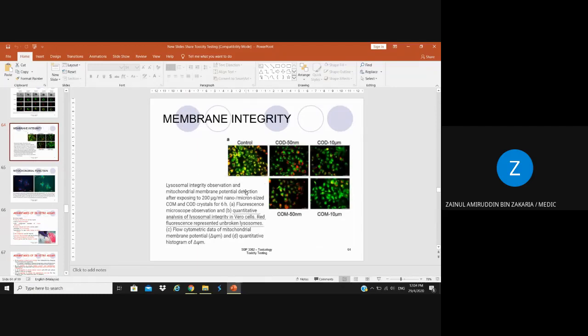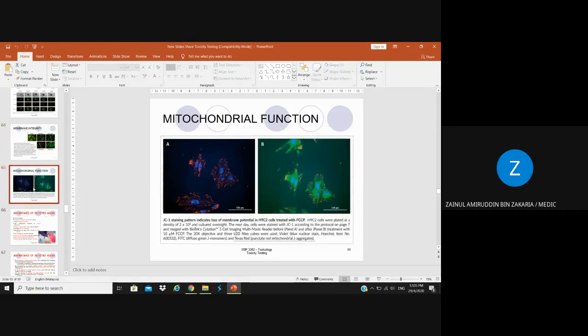So here you can see a control normal cell, then those cells that have been treated with COD or COM, you can see the morphology has changed. So this is the cytotoxicity effect. Okay, the cells have been damaged, the number of cells is reduced, the structure has been changed. Another different staining to see the mitochondrial function.